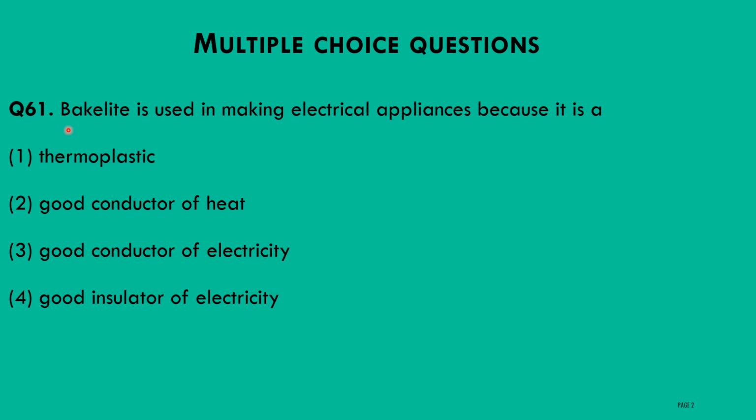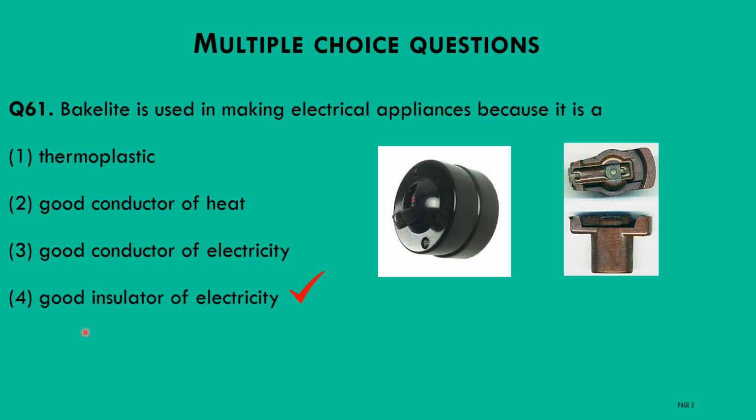Question number 61. Bakelite is used in making electrical appliances because it is a... Why are we using Bakelite to make electrical appliances? Option 1, thermoplastic. Option 2, good conductor of heat. Option 3, good conductor of electricity. Option 4, good insulator of electricity. Let us see which is the correct answer. The correct answer is good insulator of electricity.